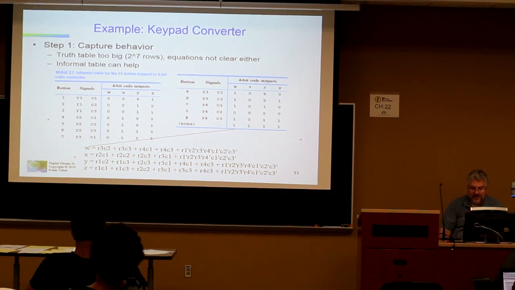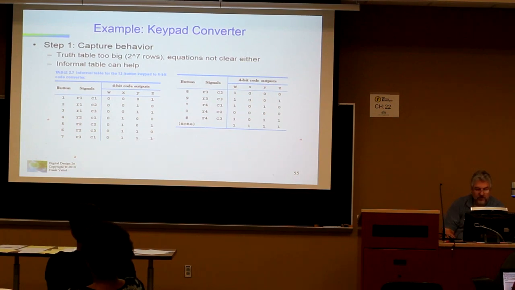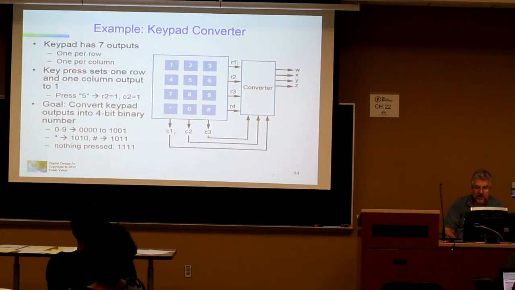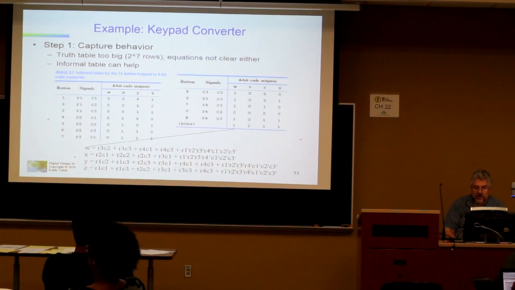Now notice that this last one can't be simplified. When you're pressing nothing, that means that R1, R2, R3, R4, C1, C2, C3. Why is C4 not pressed? Oh, because we only have 3 columns, sorry. And the same for W and X up here.